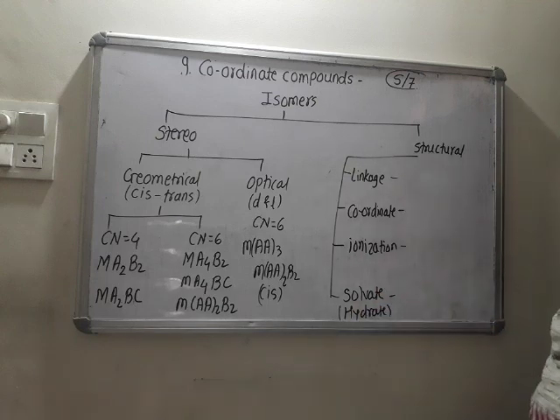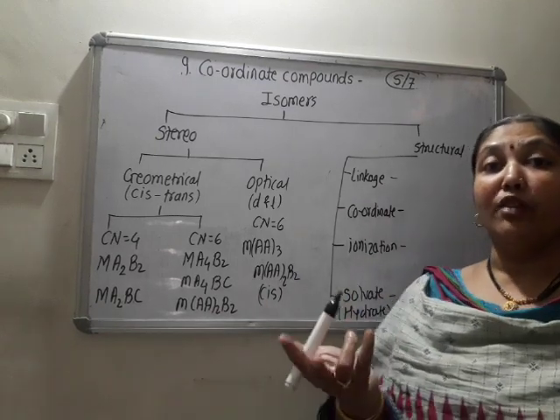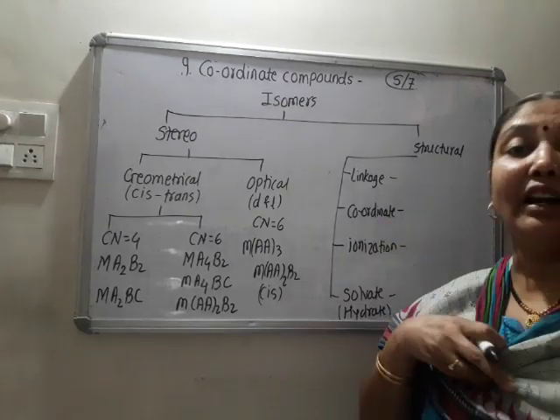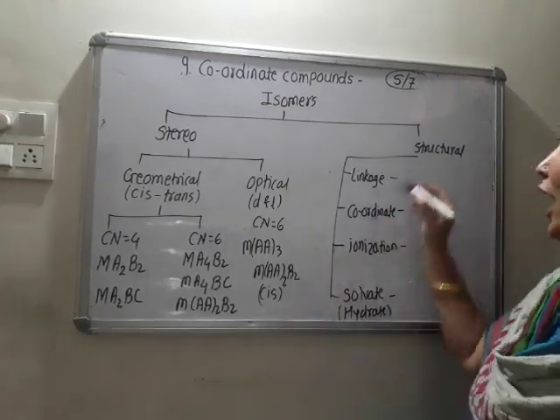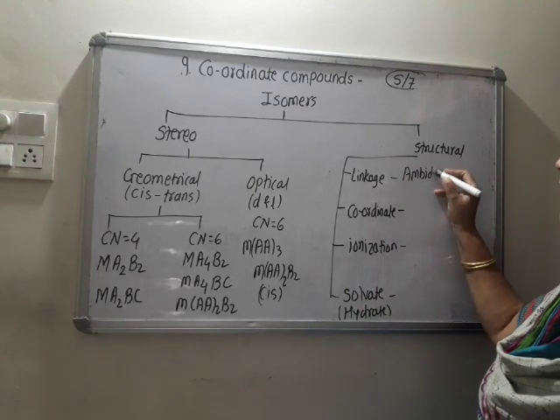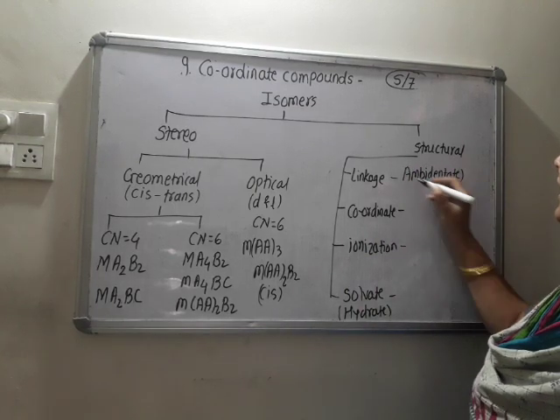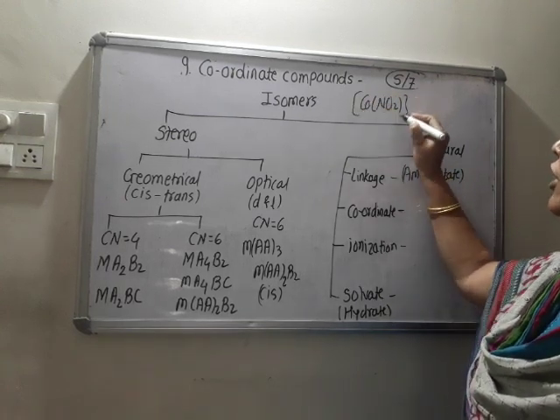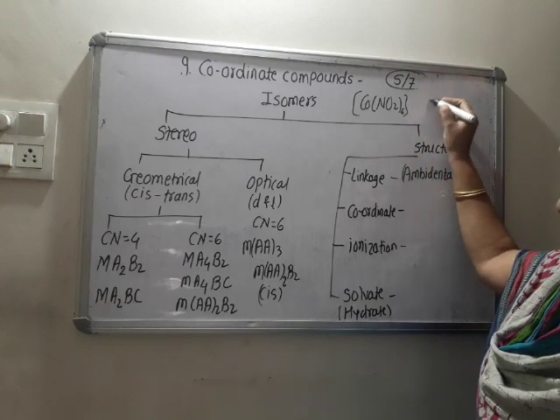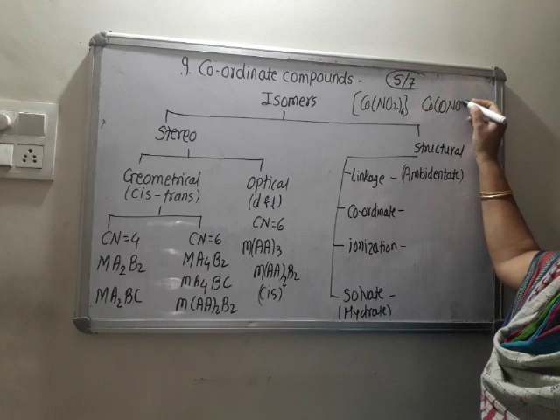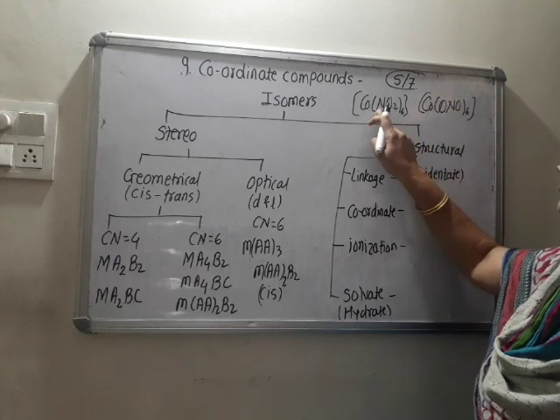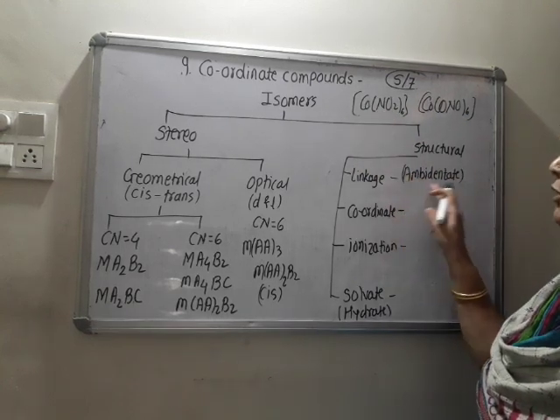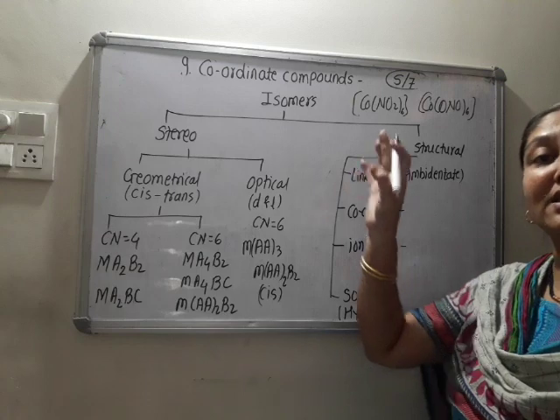So linkage, the name itself indicates the meaning. Linkage is different. This is the hint for linkage isomer, where an ambidentate ligand is involved. If we find an ambidentate ligand there, then it is linkage. Means what? Co(NO2)6, and another one if I write Co(ONO)6. See, here nitrogen is attached to cobalt, here oxygen is attached to cobalt, means ambidentate ligand. If an ambidentate ligand is there, then it is linkage.